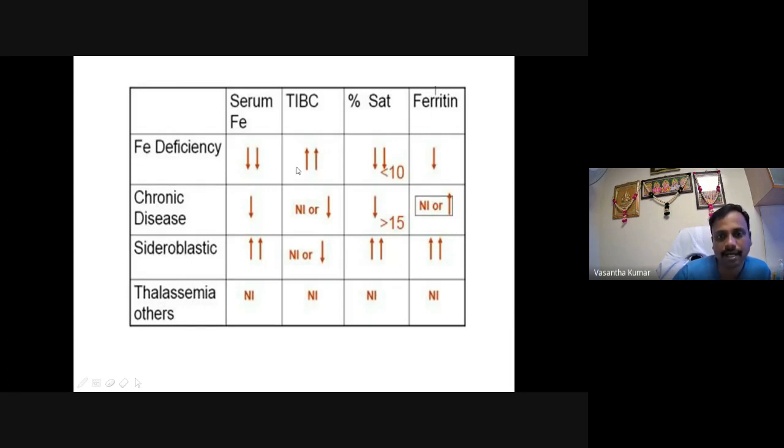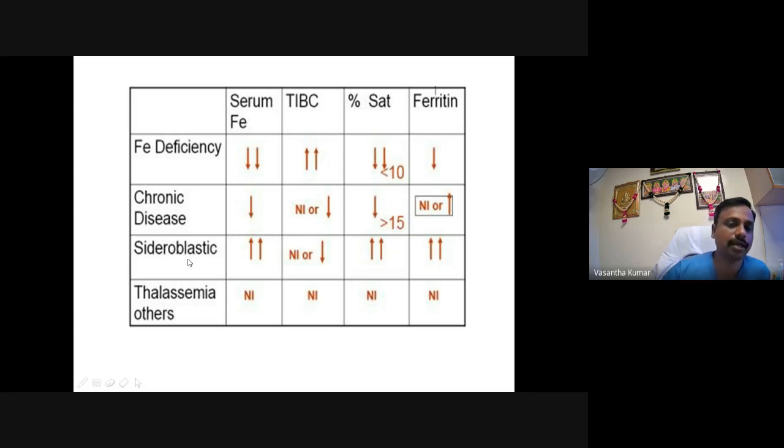I said everything will be less except TIBC. So serum iron will be less, ferritin, the stored form of iron, and the saturation also will be less, whereas the binding capacity, as a compensatory mechanism, will be more in iron deficiency anemia. Whereas in anemia of chronic disease, you can see how it differs from iron deficiency. The serum iron will be less, whereas the ferritin will be normal or high. So that is the reason the TIBC will be less in anemia of chronic disease.